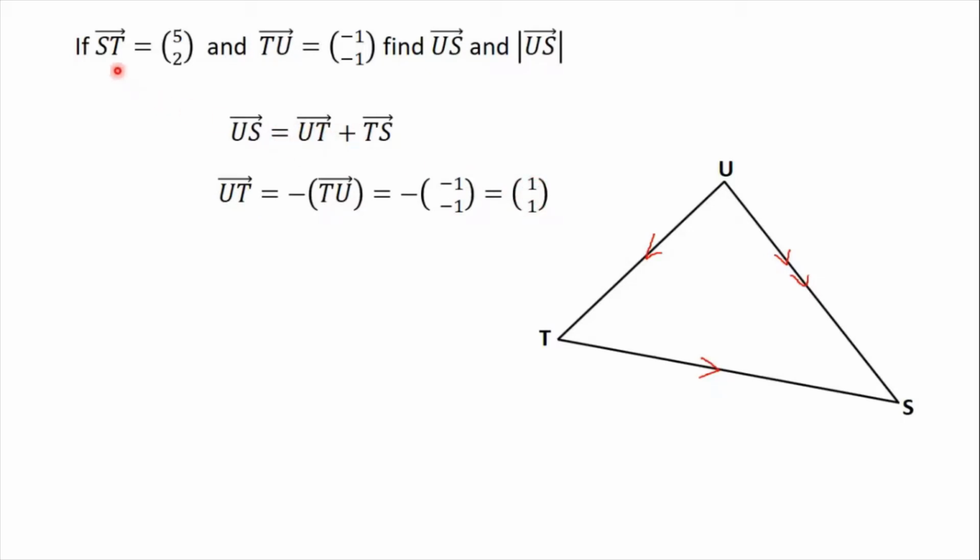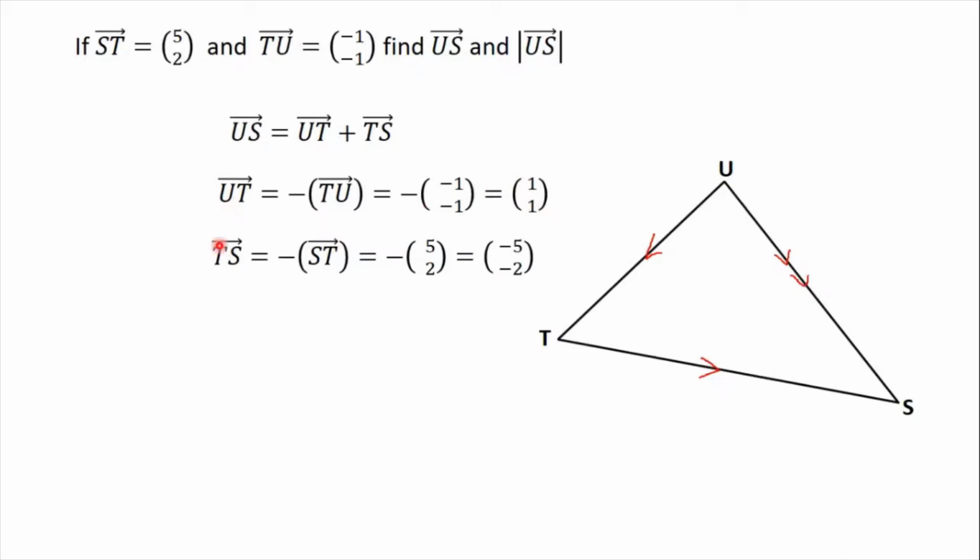Let's go on to find vector TS. We are looking for vector TS, but the question gave us vector ST. We know that vector TS is equal to minus vector ST. We learned this under inverse or negative vectors. So TS is equal to minus ST. And this will give us minus ST, which is 5, 2. So we are going to have minus 5 and minus 2. So vector TS is equal to minus 5, minus 2. Vector UT is equal to 1, 1.